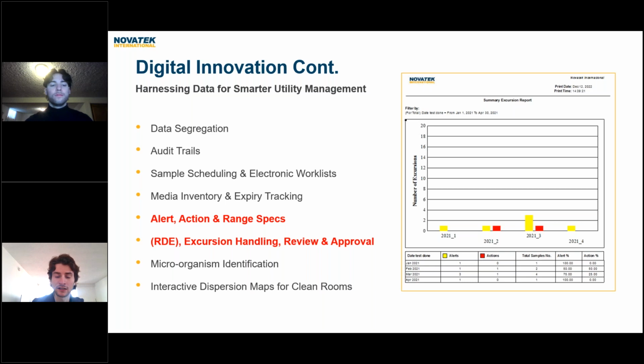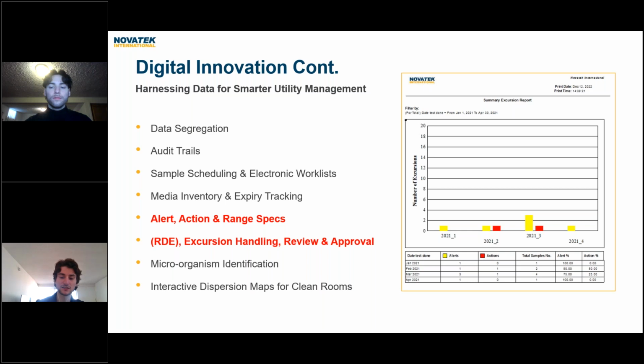As well as alert, action, and range specifications. So one of the biggest challenges in utility monitoring is repeated alerts in a given area. Although the action level is not reached, repeated alerts may require an action to prevent the problem before it occurs.